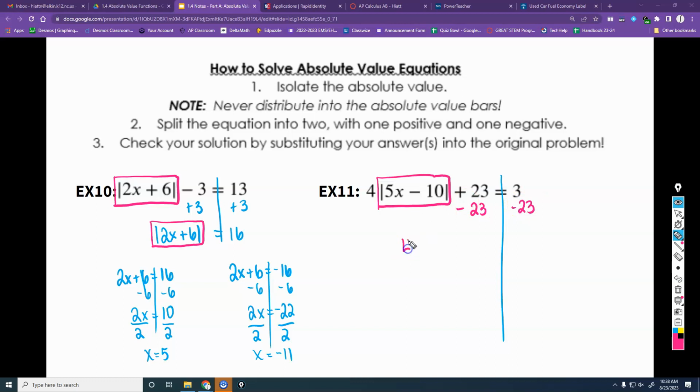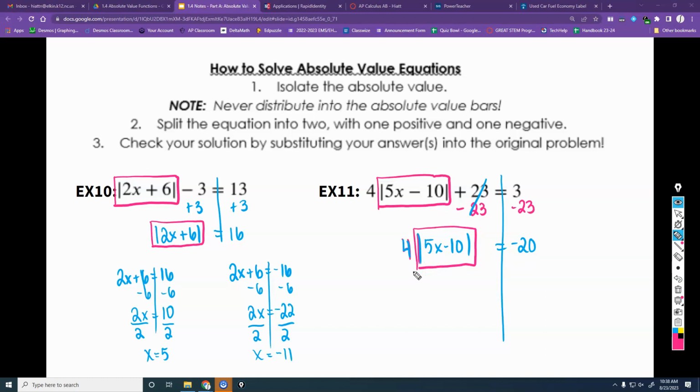So that's going to give us 4 absolute value of 5x minus 10. This is gone. Equals negative 20. All right. So I still have that 4 though. I got to get rid of that 4. How do I get rid of it?